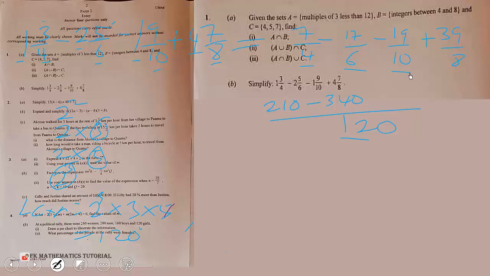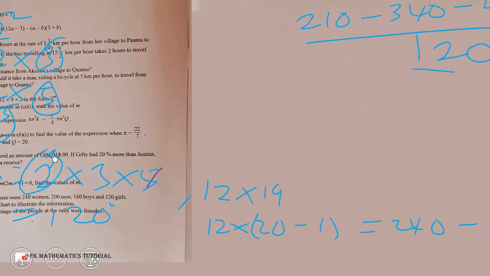Then 10 will go into 120 how many times? 12. 12 times 19. For you to do 12 times 19, it is the same as 12 times 20 minus 1. That will be very quick for you. 12 times 20 is 240. Then 12 times 1 is minus 12. So 240 minus 12 is 228. You can also use the other approach. You get the same result. Then let's look at the last one. 8 will go into 120 how many times? So when the 8 comes, it cancels this.